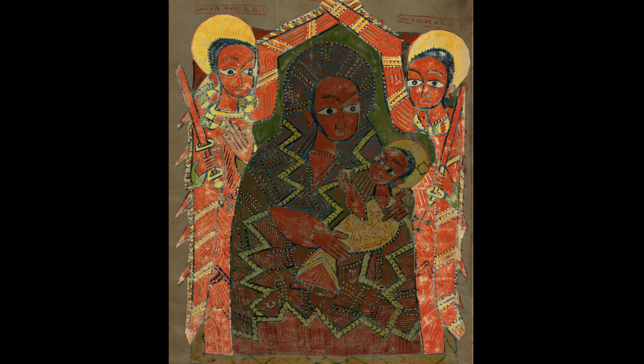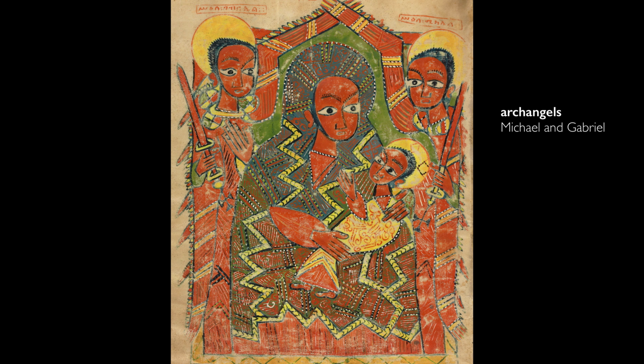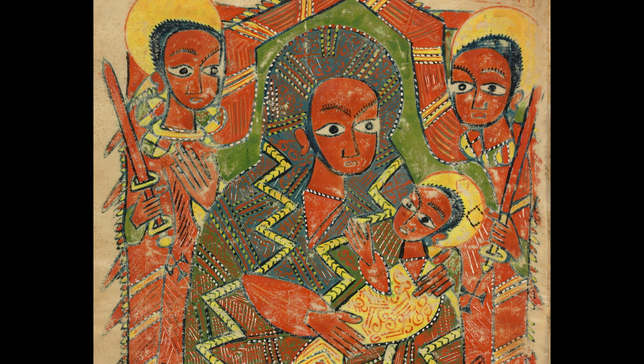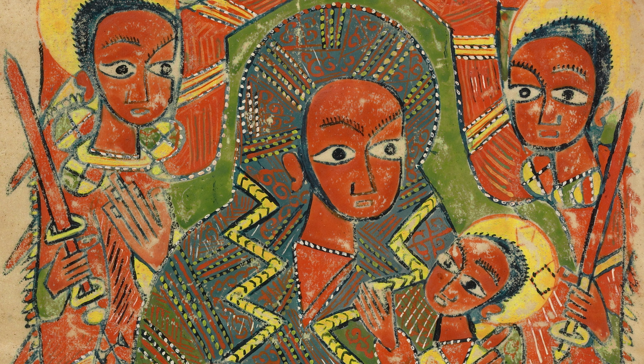And then on either side, we see angels bearing swords. The 2 figures are the archangels, Michael and Gabriel, and they're holding swords because they're serving as protectors. Some art historians have seen these angels bearing swords as reflecting the practices in the court of the emperor himself, that there would have been armed guards on either side, and so a parallel between the earthly court of the emperor and the heavenly court of Mary and the Christ child.